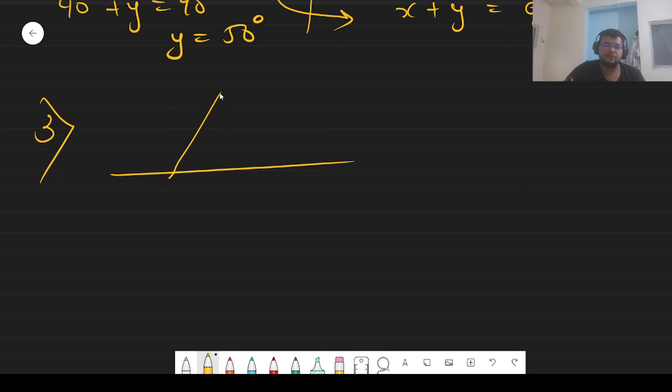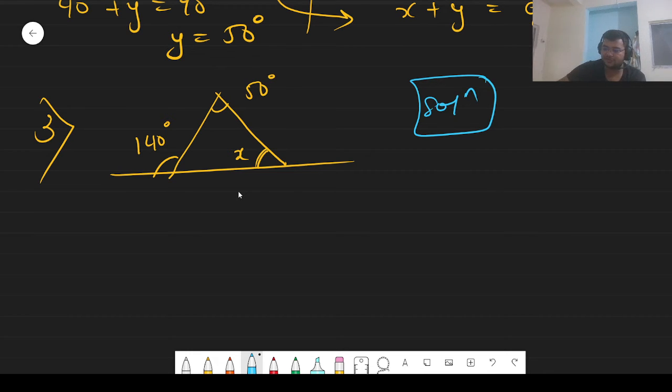There is a triangle which, let's say, has angles 140 degrees and 3 degrees. What will this angle be? You can pause the video and try to solve it if you are able to. Let me name it as x. So what will be x? Solution.